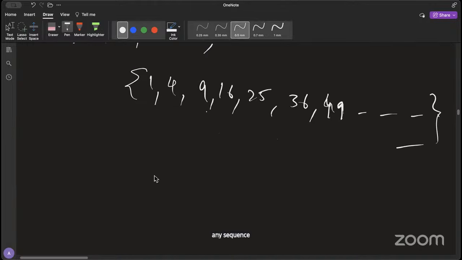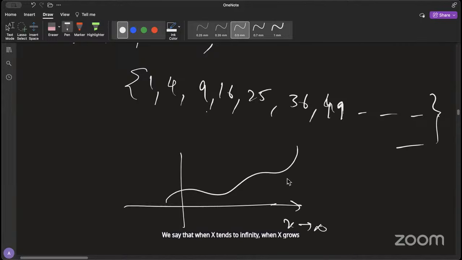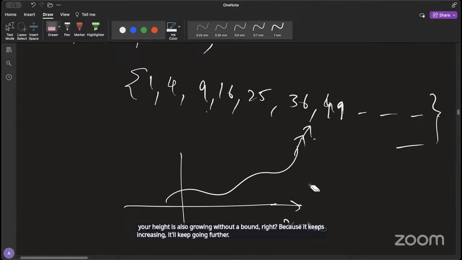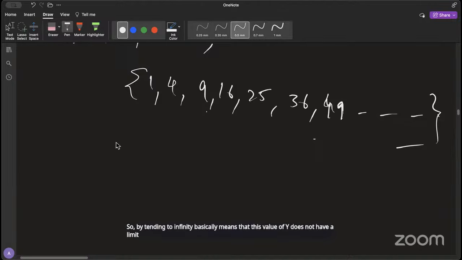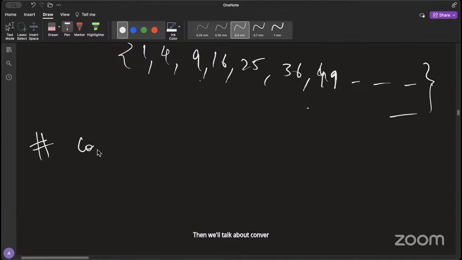Any sequence or any set which does not have a bound, that means it keeps growing, like if this is a function, we say that when x tends to infinity, when x grows without a bound, then y also, your height is also growing without a bound, right? Because it keeps increasing, it will keep going further. So y tending to infinity basically means that this value of y does not have a limit, it can keep growing. Okay. Then we'll talk about convergent sequences.